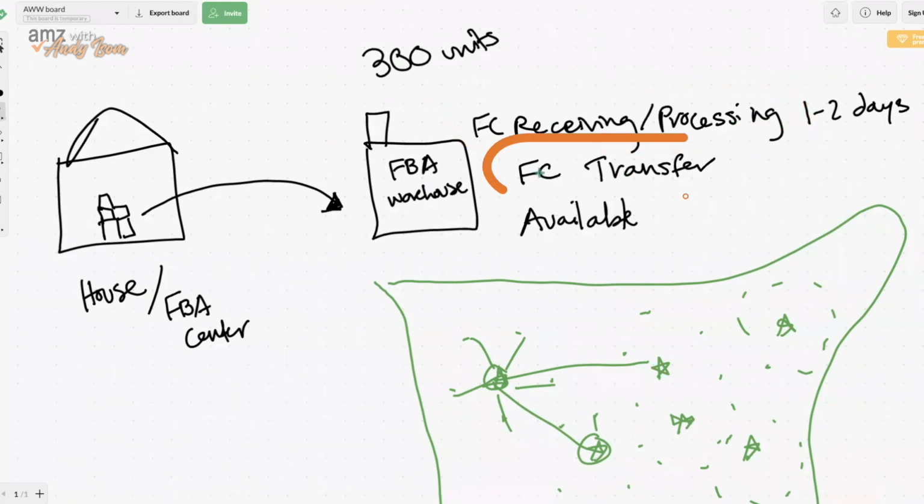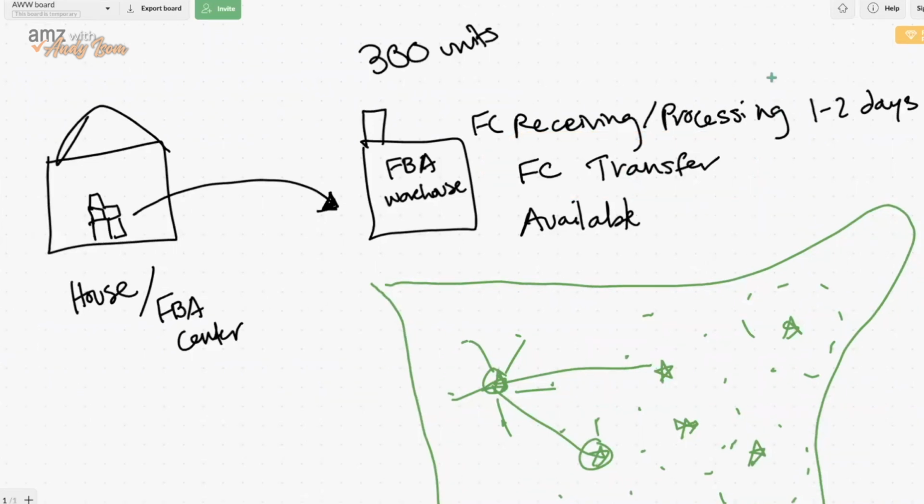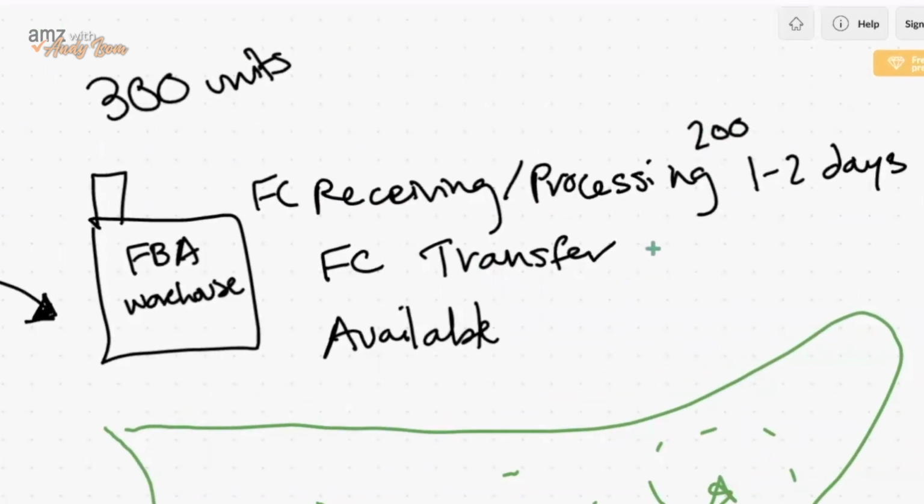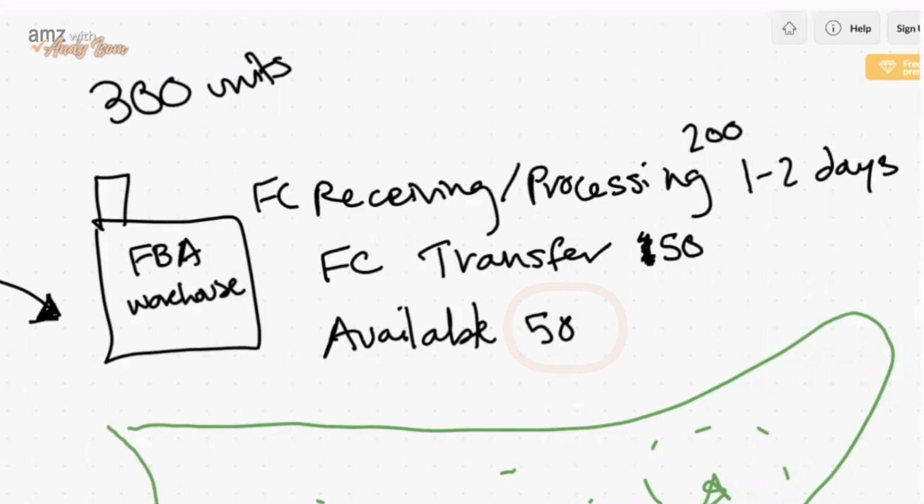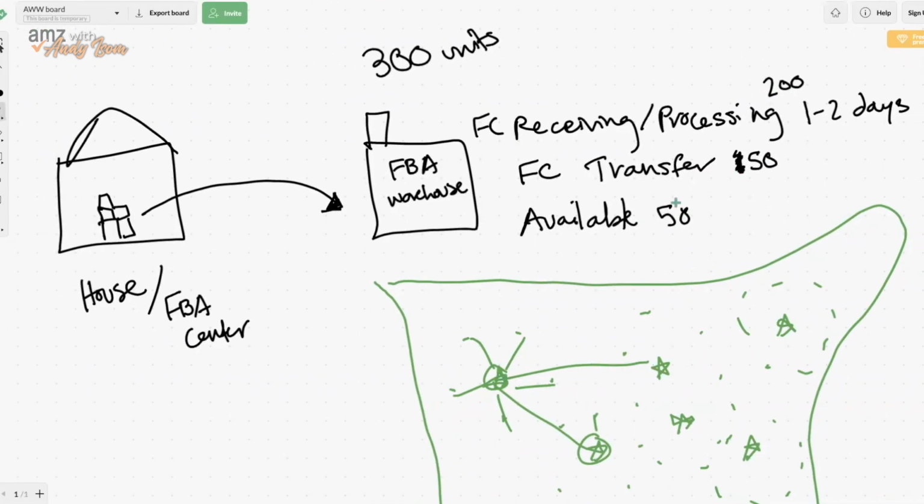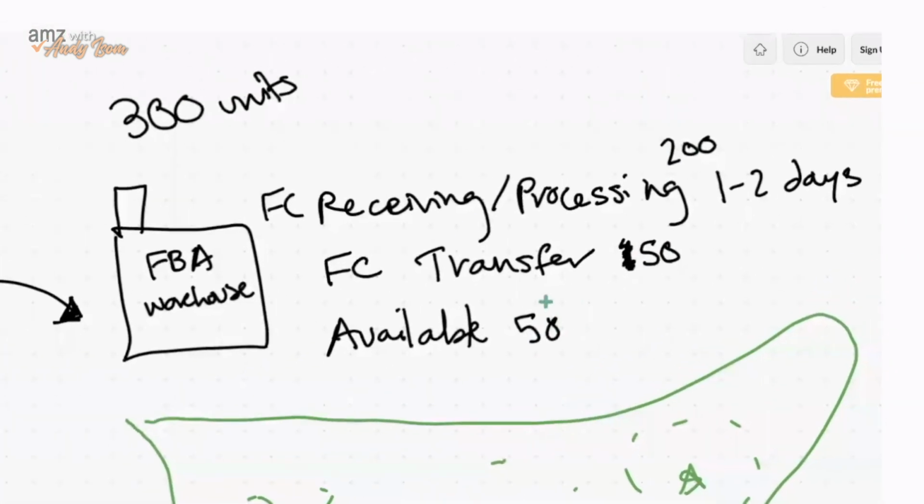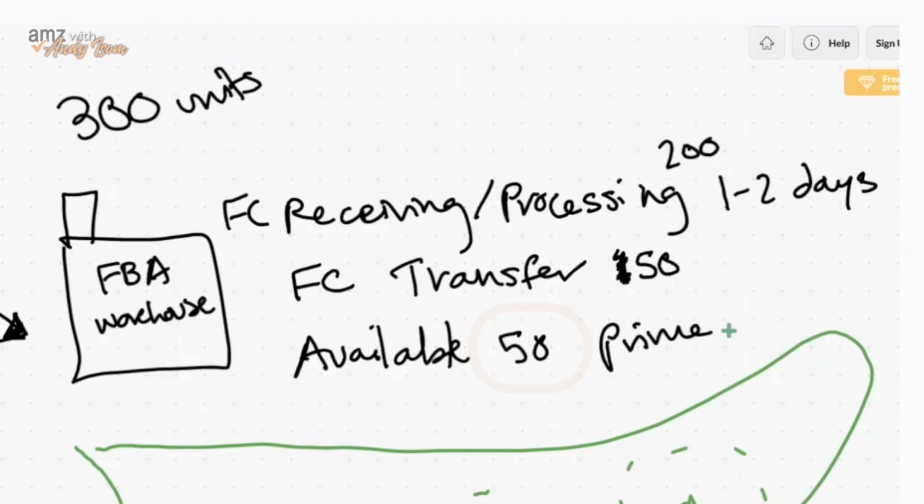Then the next step is FC transfer. This is kind of what I was talking about, where they transfer it all over the country and they'll do it in little batches. So you might see here, okay, 200 units are still in processing, 50 units are in FC transfer, because we're doing 300, and let's say 50 are available. These 50 that are available are 50 units that have already been processed and sent out around the country. So these will show up on Amazon with the Prime check mark. If you were to go to your listing, you would have that Prime check mark.